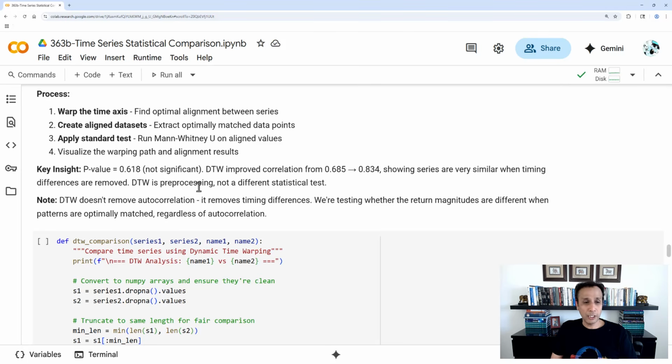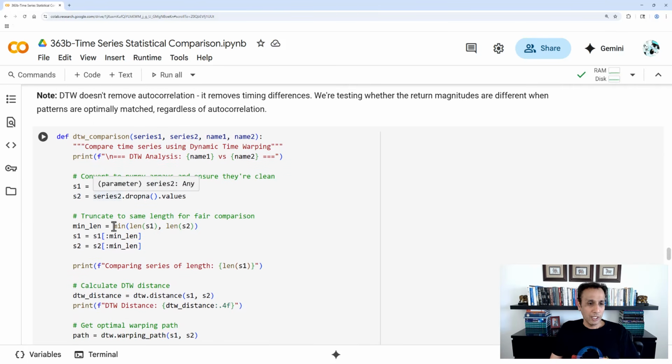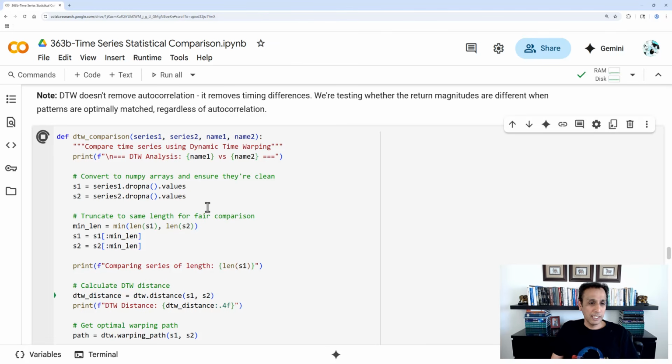And one thing you should remember is that dynamic time warping does not remove autocorrelation. It removes timing differences. So we're testing whether the return magnitudes, like in our stock returns, are different when patterns are matched in time. And it doesn't matter what the autocorrelation is. So first, let's do the DTW comparison right here. And again, let's go ahead and run this.